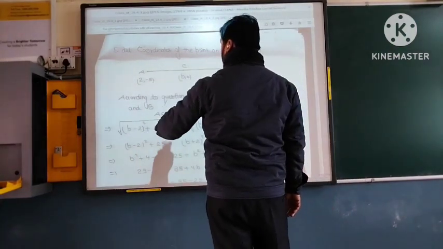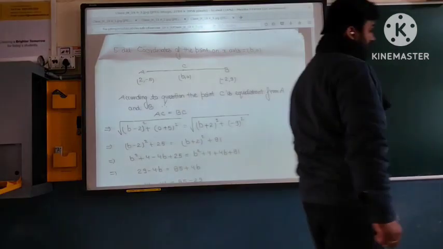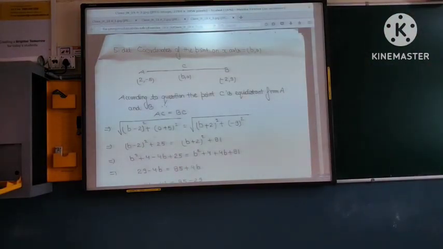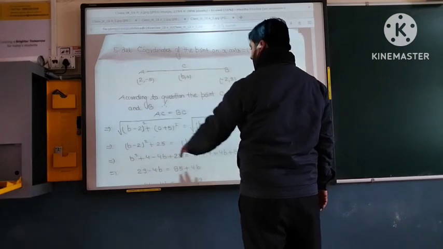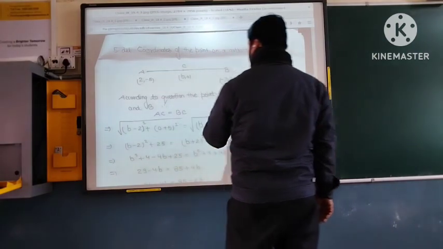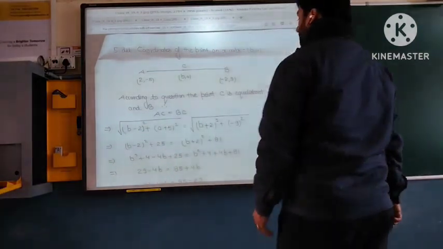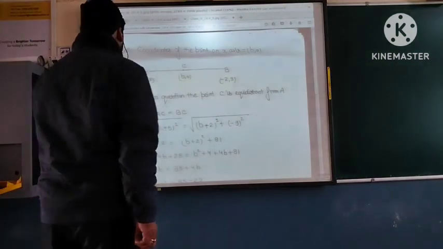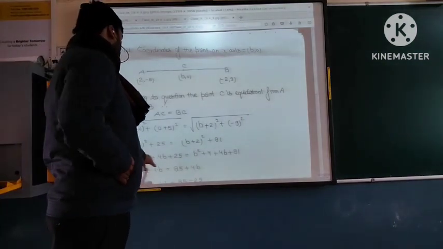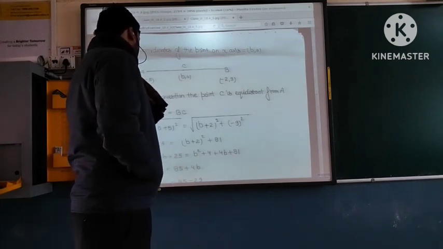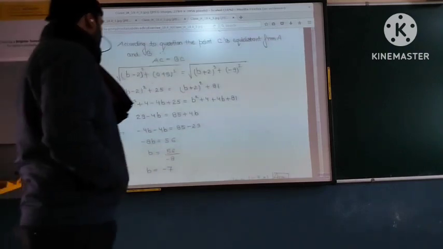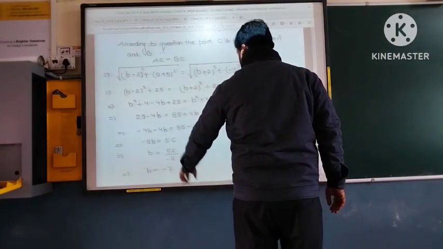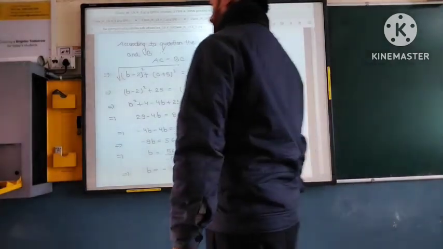So the coordinates of the middle point will be b comma 0. A is given as 2 comma minus 5, and B is given as minus 2 comma 9. If the point C has to be equidistant, it has to be equal from both A and B. Yes or no? So we will put AC equal to BC because C is equidistant from A and B both. Using the distance formula, we get under root of (b minus 2) whole square plus (0 plus 5) whole square equal to under root of (b plus 2) whole square plus (0 minus 9) whole square.